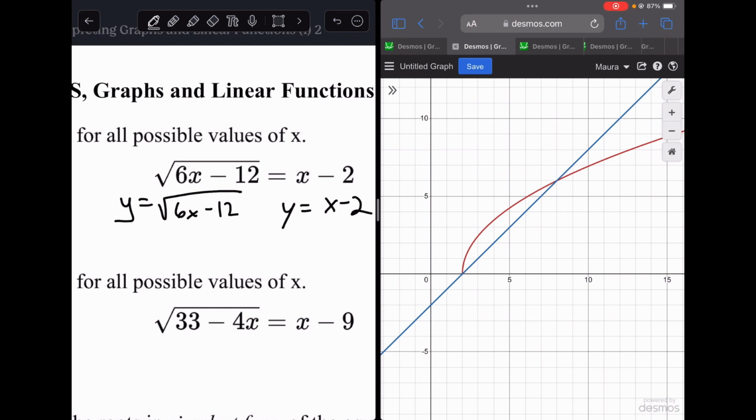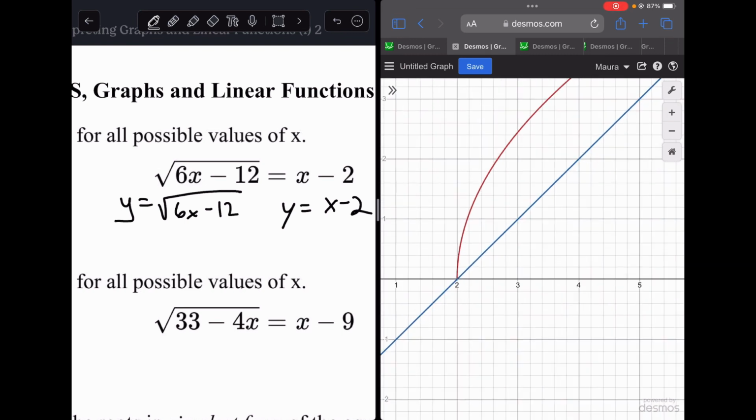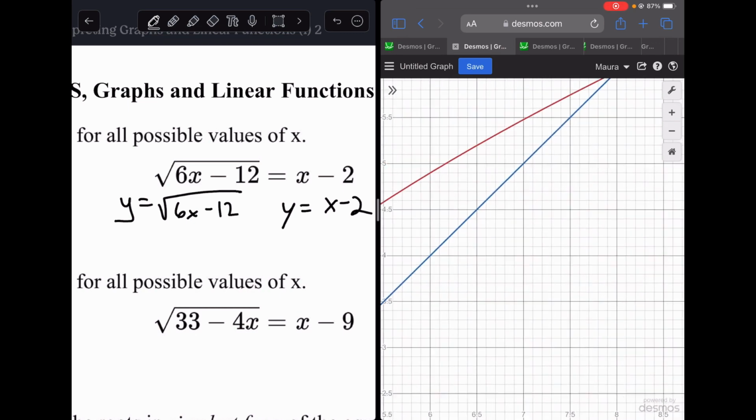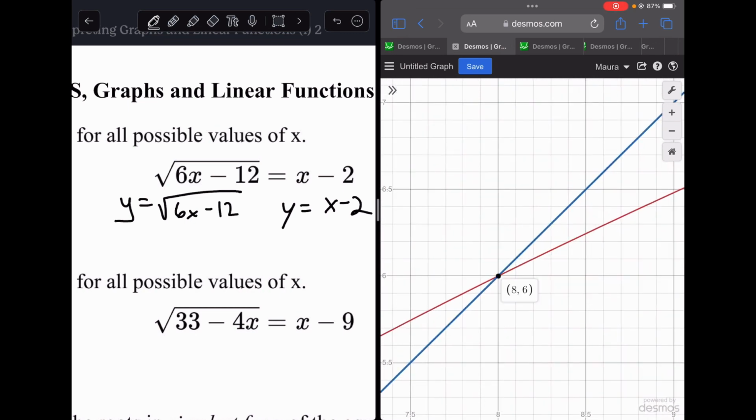So when you are looking at where these functions cross, you're only looking at the x value. If it was a system and they were asking for both x and y, then you would look at x and y. But in this case, they're just asking for x, so we're going to look at where these crisscross. We can see that they meet at x equals 2, and they meet at x equals 8. And those are your solutions.